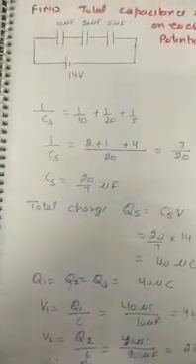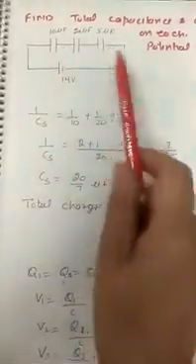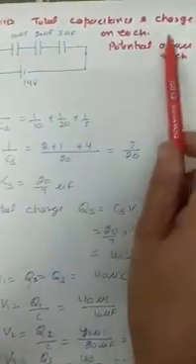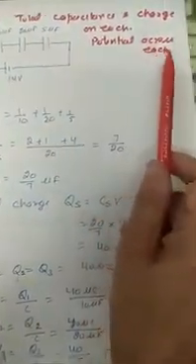If these are three capacitors connected in series and connected to a 14 volt battery, we have to find their equivalent capacitance, the charge on each and the potential difference.